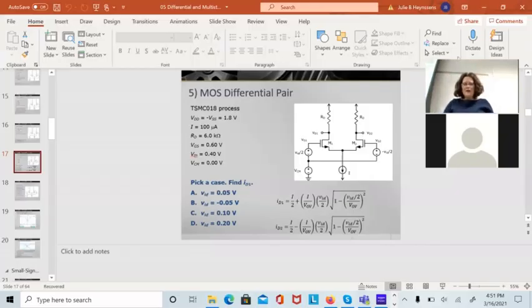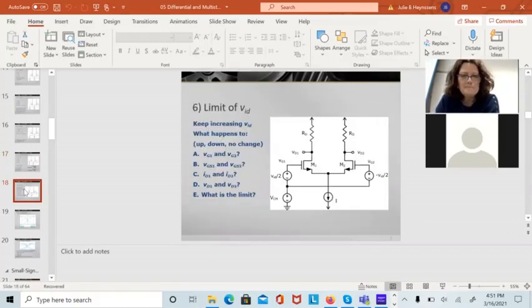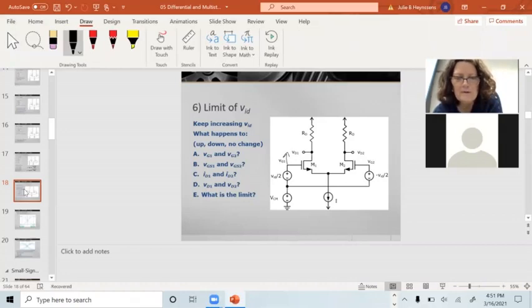There's a small limit to how much differential voltage I can put across the circuit without it hitting the power supply rail. And in this case, for this lousy op amp, it is around 0.2 volts, which is huge. That's not a very good op amp. We keep increasing VID. As we increase VID, this voltage here is going to go up.